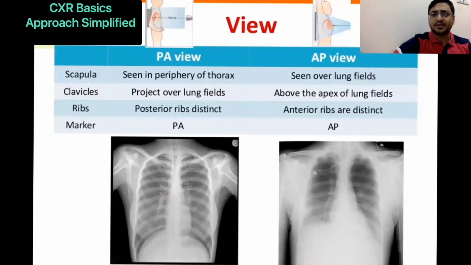The basic difference between the PA and AP view is that in the PA view, the scapula is seen in the periphery of the thorax, and in the AP view it is seen over the lung fields. The clavicles project over the lung fields, above the apex of the lung fields, and the posterior ribs are distinct, while in the PA view the anterior ribs are distinct. So this is how you can differentiate between the PA view and AP view. You can easily look at these two chest X-rays and can easily diagnose.